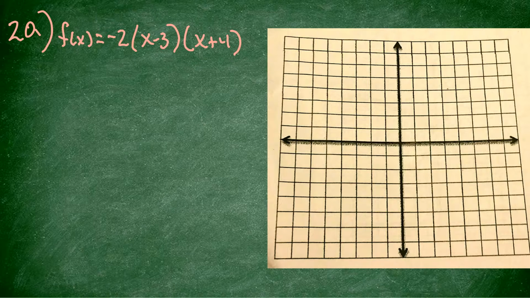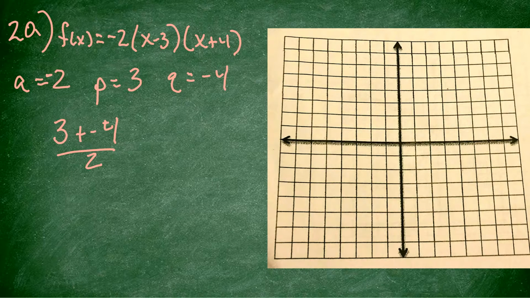Alright, 20. We have same thing, intercept form. So A is -2. That means it's an upside down U. P is +3. I got to change that sign. Q is -4 because I have to change that sign because they're both hanging out in the parentheses with X. So I say 3 plus -4 all over 2. I get -1 over 2. That's my middle point.